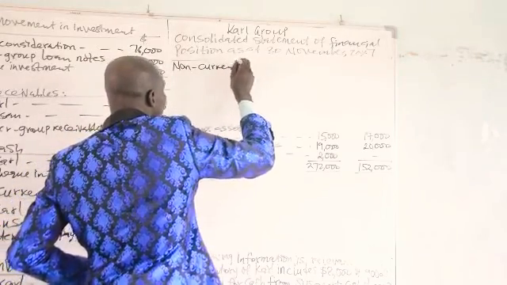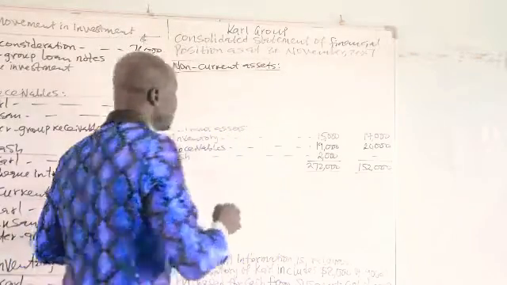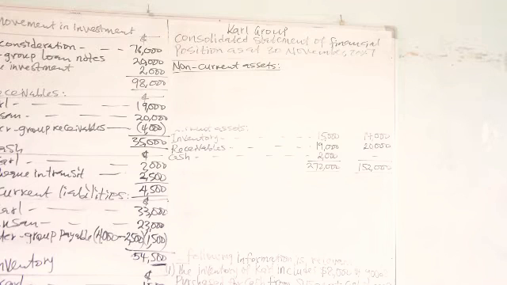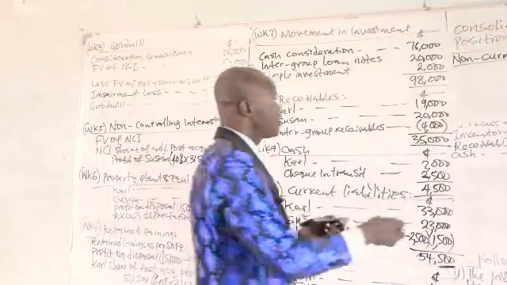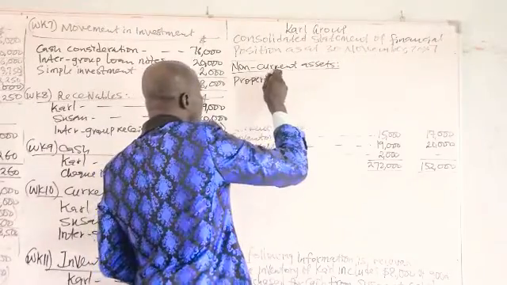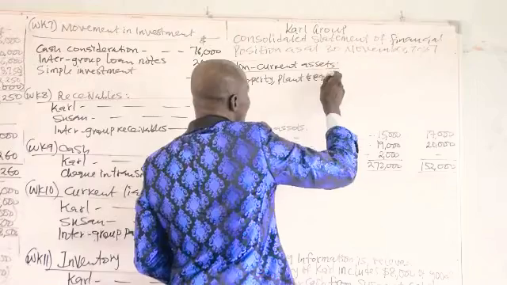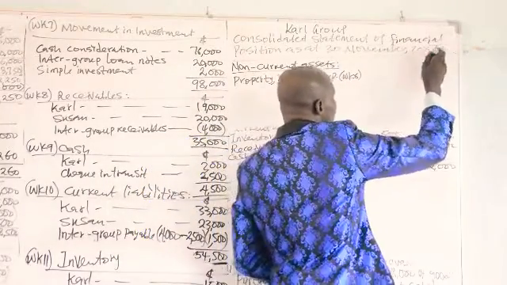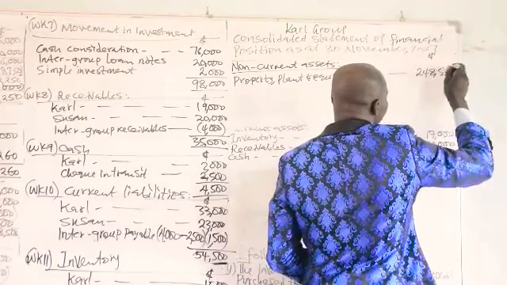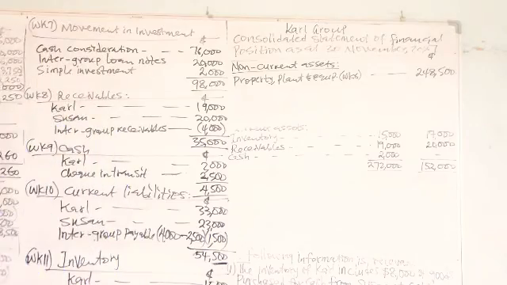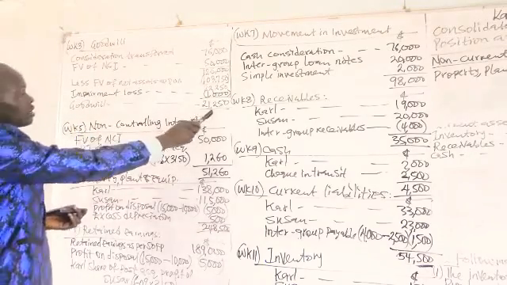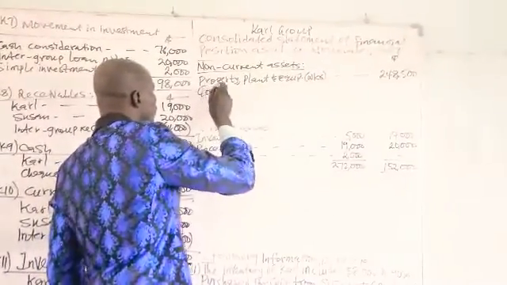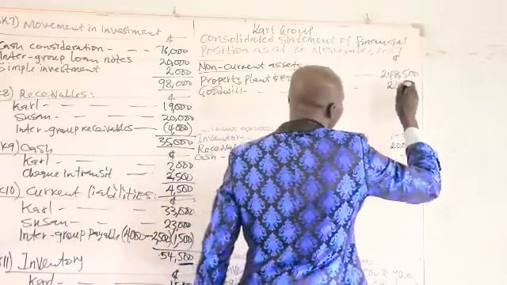As part of our non-current assets, we have property, plant, and equipment, working 6, which is 248,500. We also have goodwill, and we got 21,250.